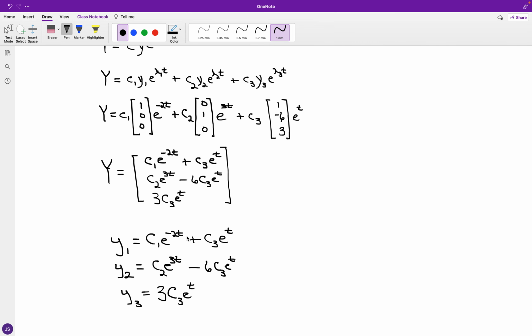Combining what we have here, for y sub 1, this will come from the top layer, where that is going to be c sub 1 e to the negative 2t plus c sub 3 times e to the t. Then for y sub 2, we have c sub 2 e to the 3t minus 6 times c sub 3 e to the t. And for the third, y sub 3, that's going to be only equal to 3 times c sub 3 times e to the t.